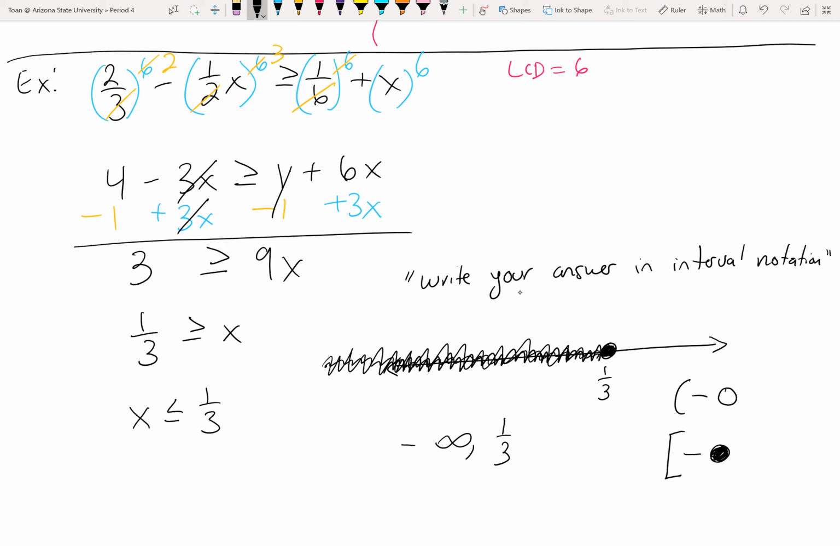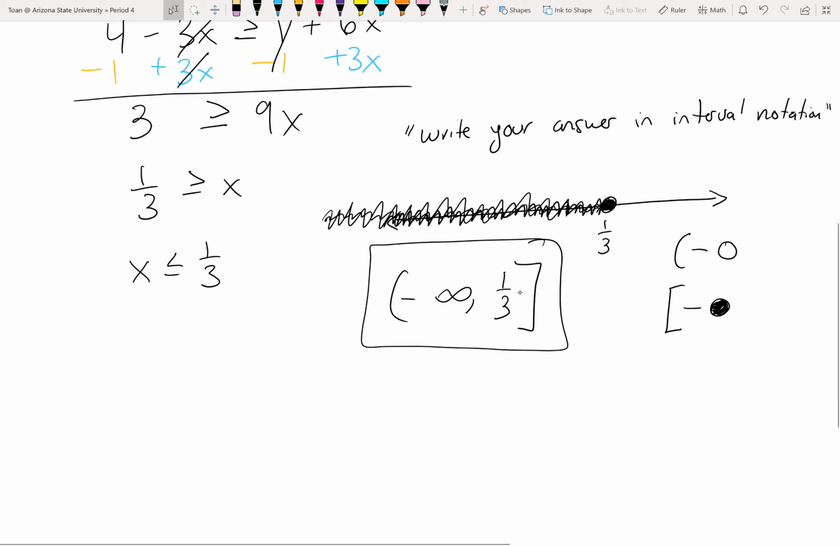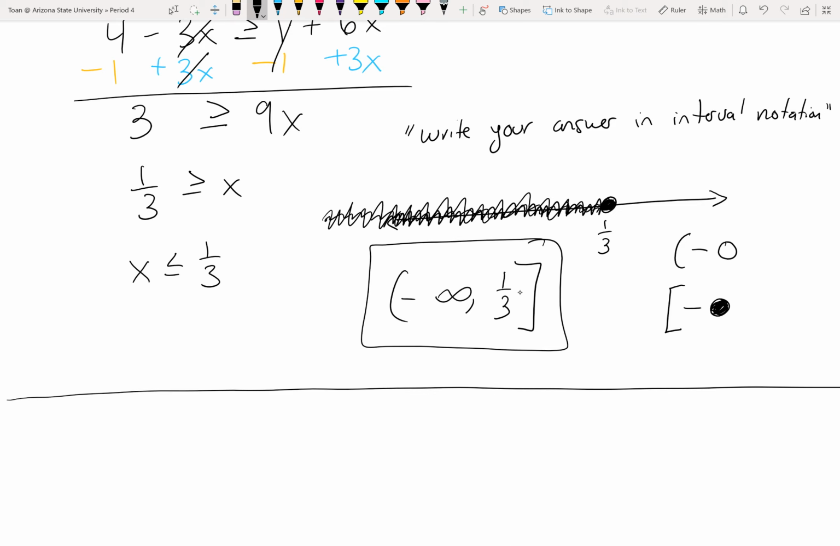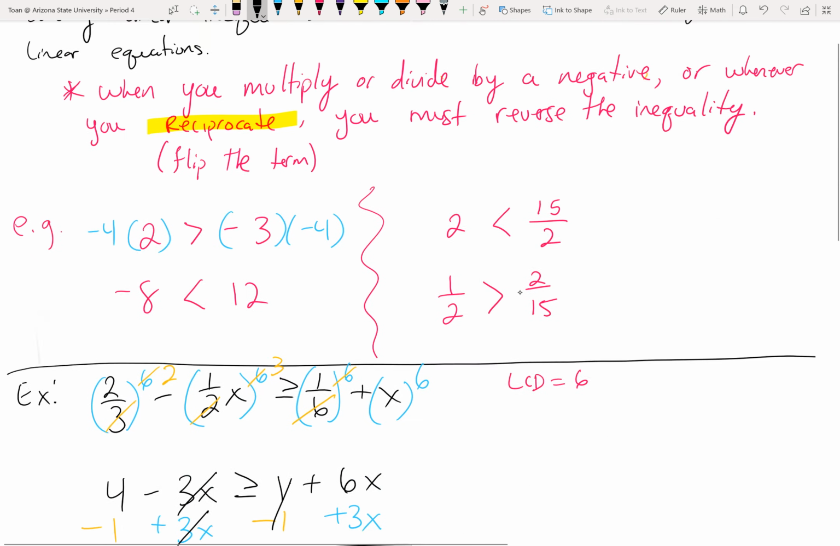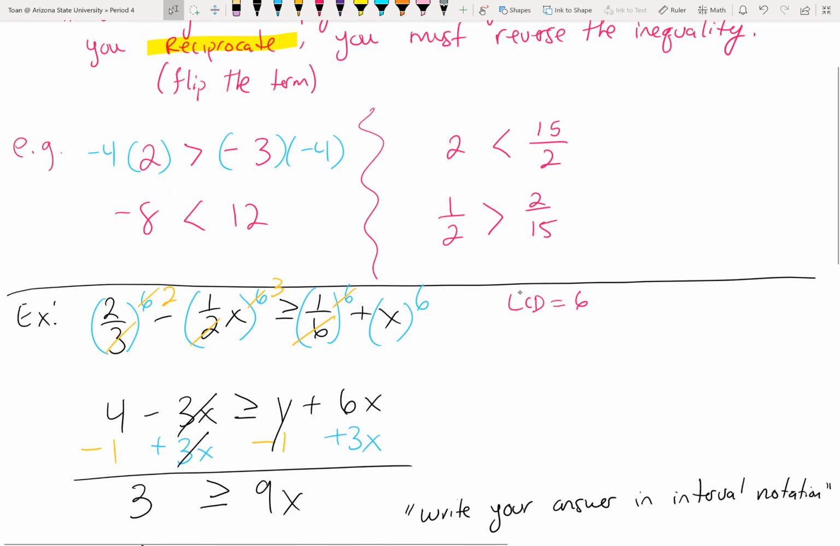Since we had a closed circle on a third, that's a square bracket, and infinities, technically we can never reach infinity because it keeps growing. Infinities are always open. This will be the answer that I'm looking for. We just have to refresh our memories on interval notation, and that's the answer. Okay? All right. So that's solving linear inequalities. It's basically solving equations, except you have a handful of extra rules to remember. The rules written in not yellow here.